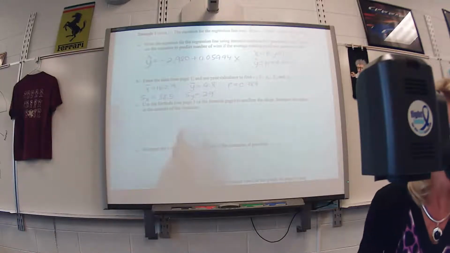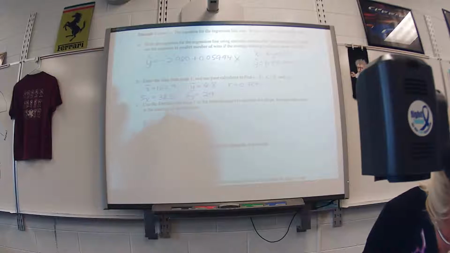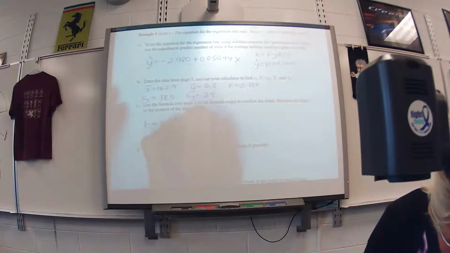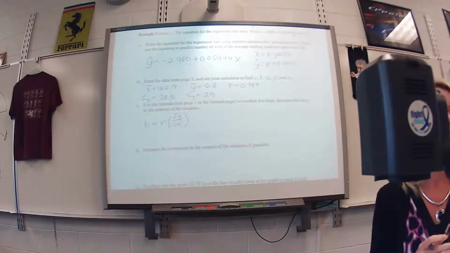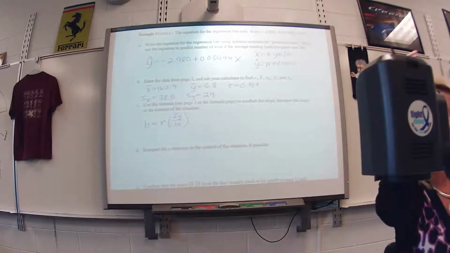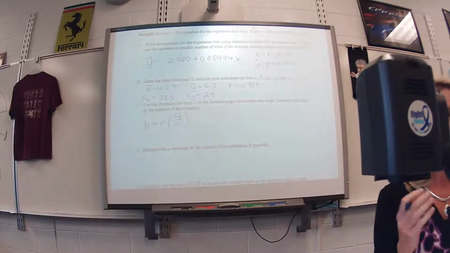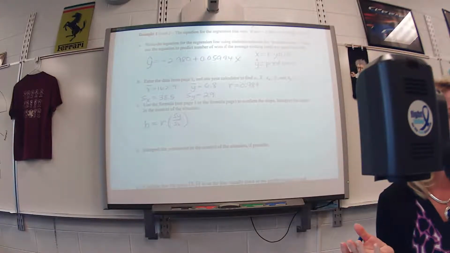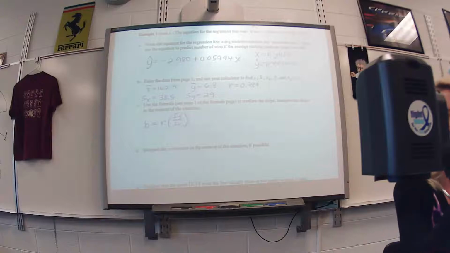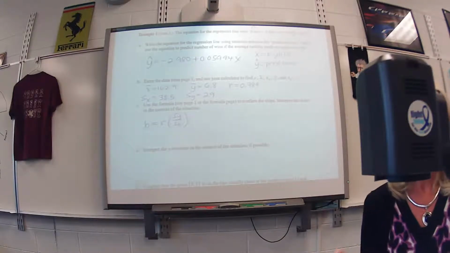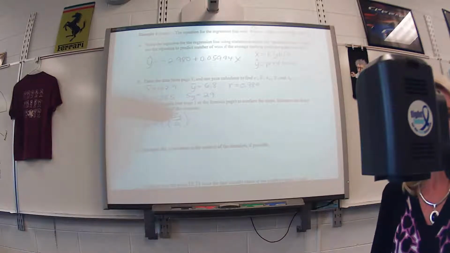So on the formula page, it will tell you that the slope is equal to the R value times the quotient of the two standard deviations. And I always remember that it's S sub Y over S sub X. Remember when you were in algebra and sometimes teachers called slope change in Y over change in X? Do you remember that? All right, it's the same thing. The Y's always go on the top.